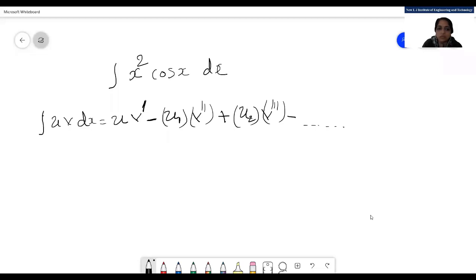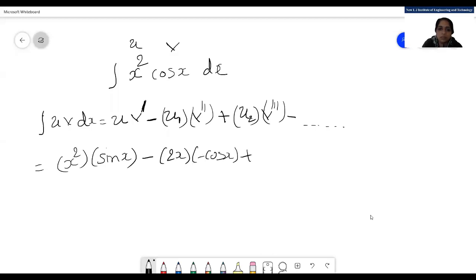If I take here x square, okay, not x, this is x square cos x dx. So this is my u, this one is my v. When I apply this formula, you have to keep u, x square, the same. This indicates the integration. So what is the integration of cos x? Integration of cos x is sin x, minus the derivative of x square. Derivative of x square is 2x. This indicates the integration of this one, so integration of sin x is minus cos x, plus u2 which indicates the derivative of u1, that is 2. Now this indicates the integration of minus cos x, that is minus sin x, and so on.